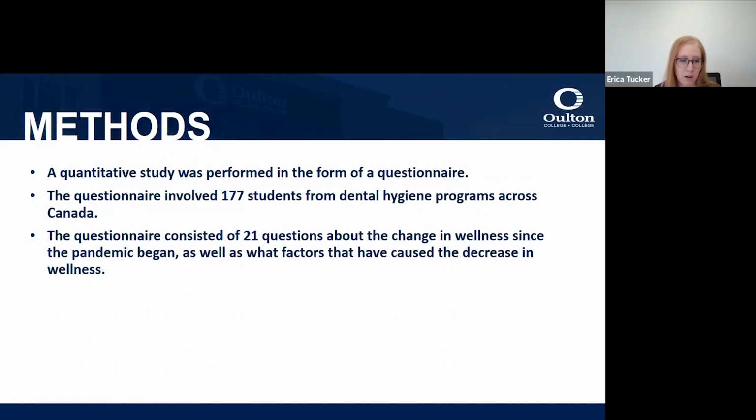So to determine which factors were affecting wellness, we completed a quantitative study in the form of a questionnaire. We involved 177 students in dental hygiene programs across Canada. And the questionnaire consisted of 21 questions to determine the change in wellness since the pandemic began, and also what factors have caused a decrease in wellness.